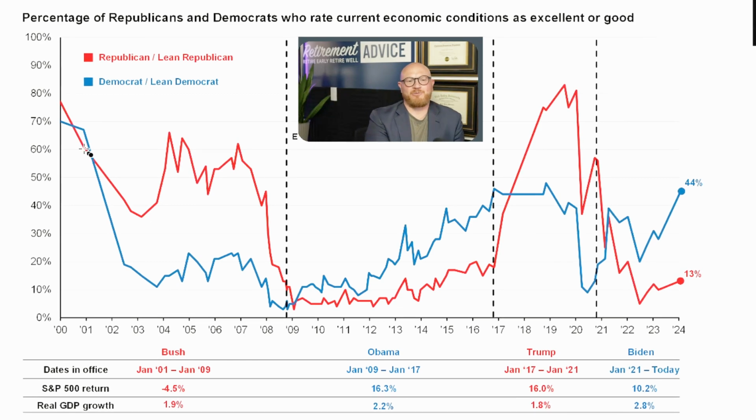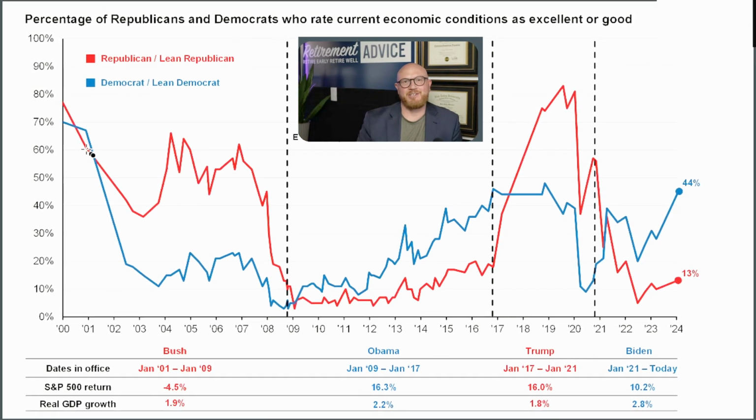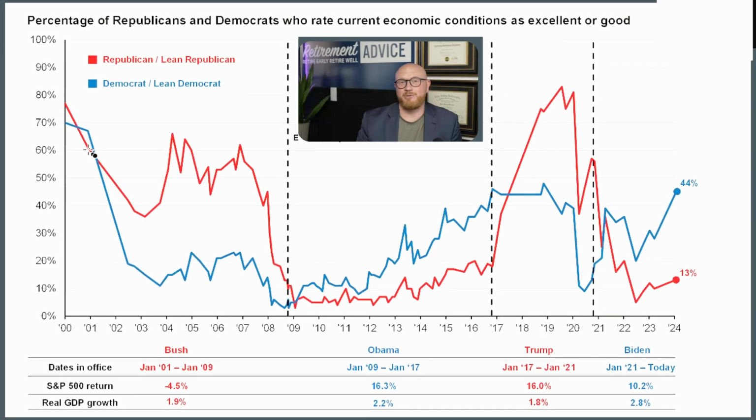All right, in this chart, this is what I was mentioning in the intro about your political affiliation and the impact that has on your general confidence in the U.S. economy and in the stock market. And so it's not readily apparent what is being said on this chart, so I'm going to break it down piece by piece to explain the information we're looking at.